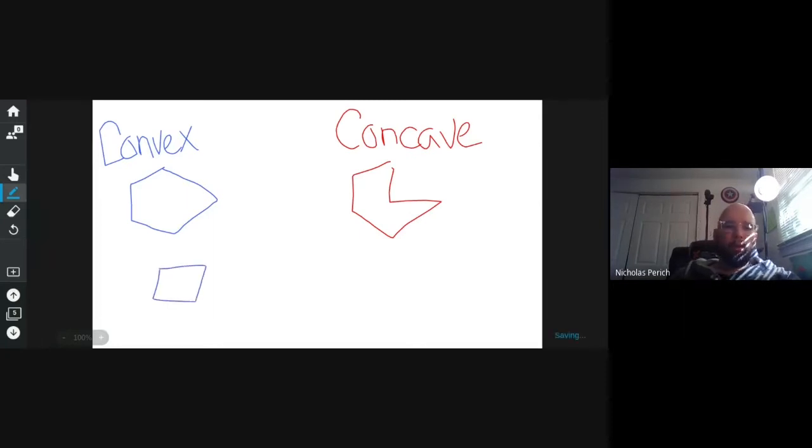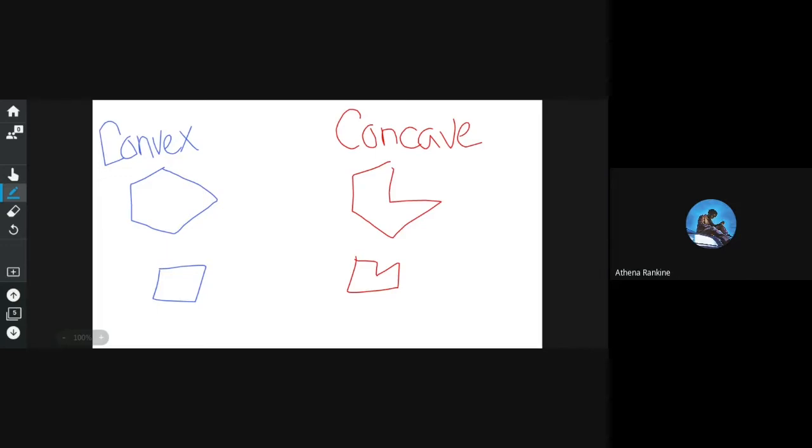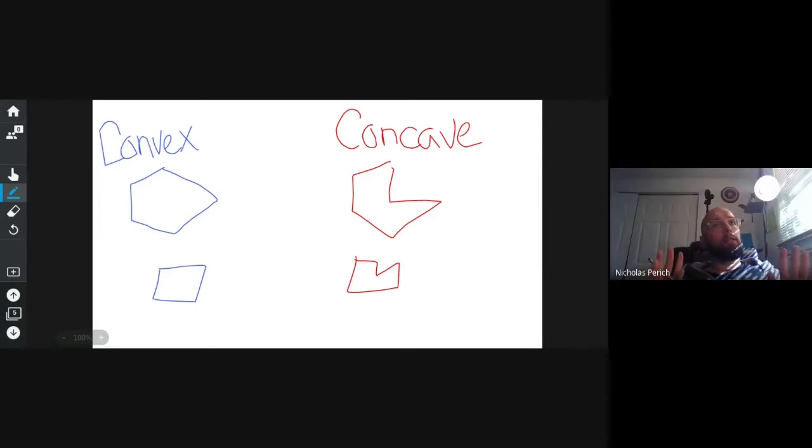So convex looks like this. Concave looks like this. Uh-oh, chunk taken out of it. There's the chunk. I took a slice of pizza out. So when it's concave, it's practically a polygon, but it looks like a chunk was taken out of it. All of these are polygons, but convex polygons are regular looking shapes that we're used to. Concave polygons look like you took a chunk out of them, and they literally cave in. Hence the name concave.